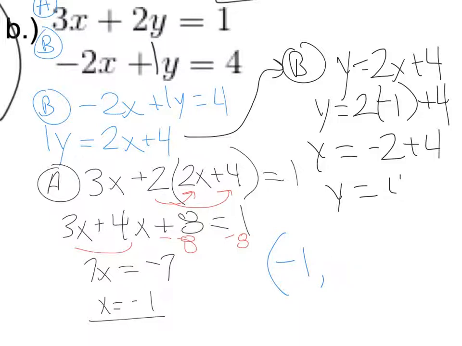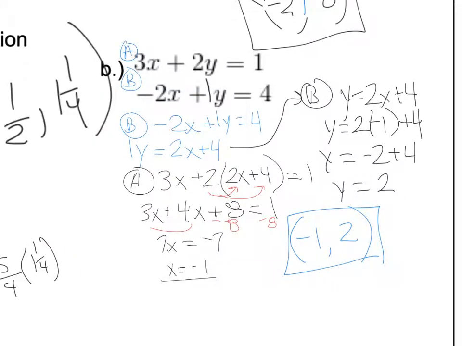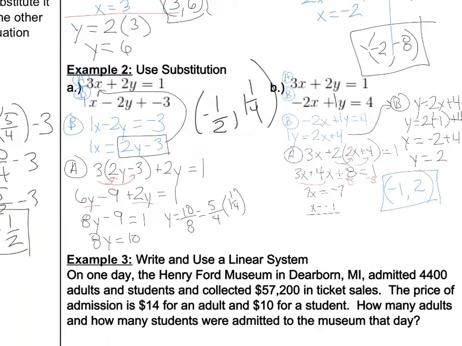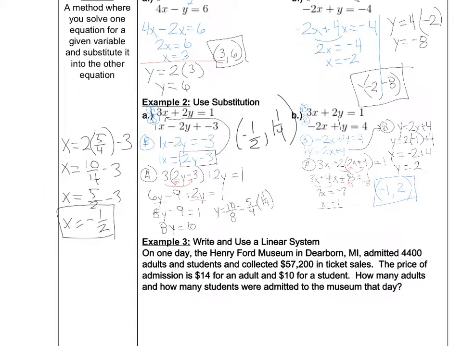Almost screwed it up. Go back up here, right here. Come on, Mr. Brooks. Should be a positive 2. So where on the graph do those two lines cross? They cross at negative 1 and 2. Okay, so that's example 2. And again, it doesn't get much more work involved than what you saw right there.